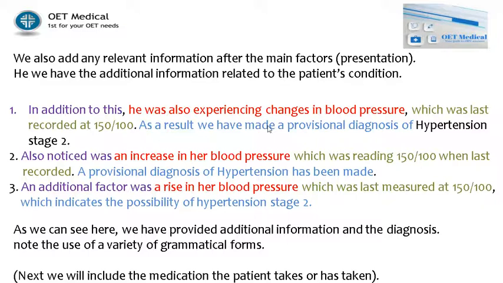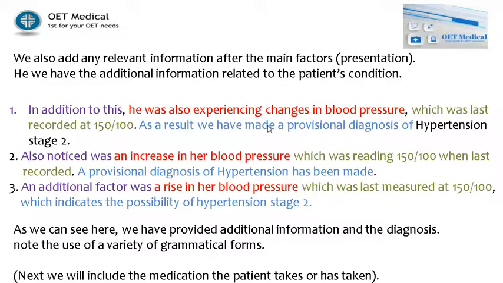Also noticed was an increase in her blood pressure, which was reading 150/100 when last recorded. A provisional diagnosis of hypertension has been made. An additional factor was a rise in her blood pressure, which was last measured at 150/100, which indicates the possibility of hypertension stage 2. And as you can see, we've provided additional information about the diagnosis in different grammatical forms.